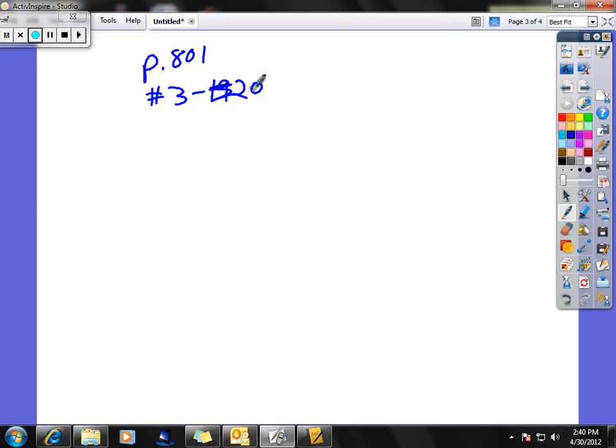Now, you guys, number 4, 6, and 20 look a little bit different than we've seen before, so I want to kind of tell you how to do those derivatives, okay? So, if you look at number 4, it says S of t equals 2 over t plus 1, alright?